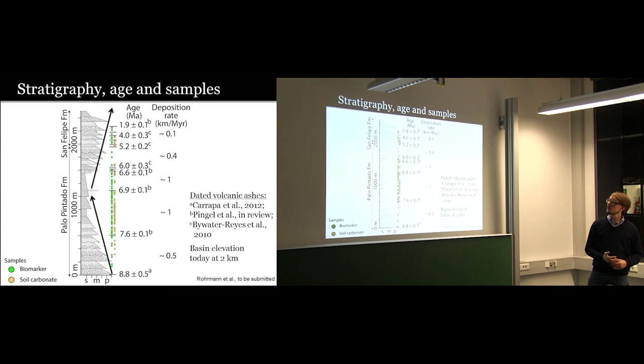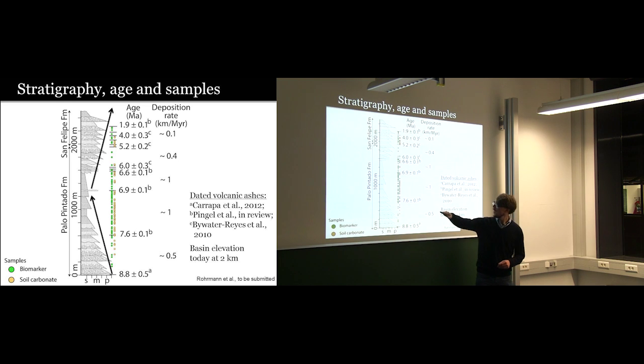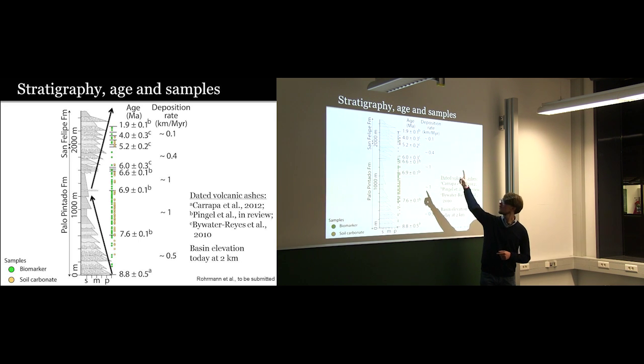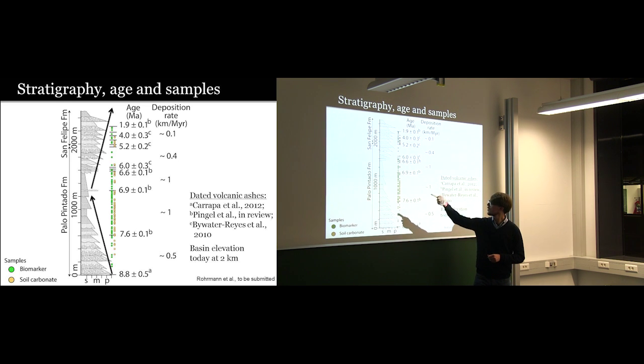So this is now the stratigraphy and the section I measured. And this is more than 2.5 kilometers of section. So here at the base, you can see that the section has an age of roughly 9 million years. And then if you go up, we had several ash beds that Heiko Pingel dated. And what you see here plotted in green is the samples of the lipid biomarkers, and in orange, the soil carbonates.